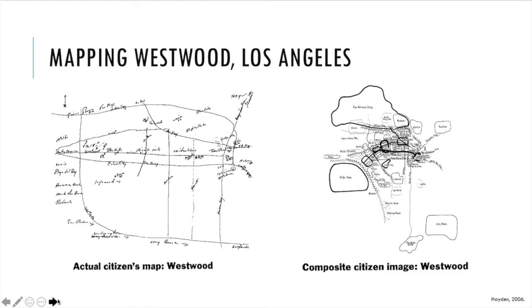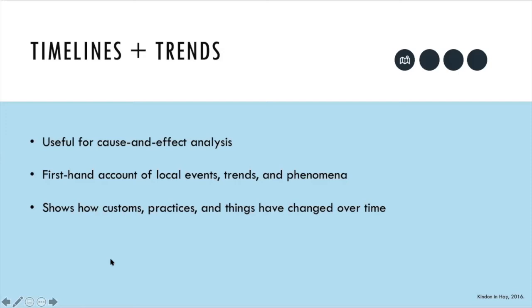Moving on to our next application, which is timelines and trends. This involves having participants delineate timelines and trends to engage in a cause and effect analysis. It allows people to provide a first-hand account of local events and trends, and you can start to put the pieces together as a researcher. It gives you a chance to compare timelines across jurisdictions, which might be interesting depending on your research topic. It also shows how customs, practices, and other things can change over time in an area. I think this would be useful for studying climate change impacts or healthcare practices or a variety of other things.